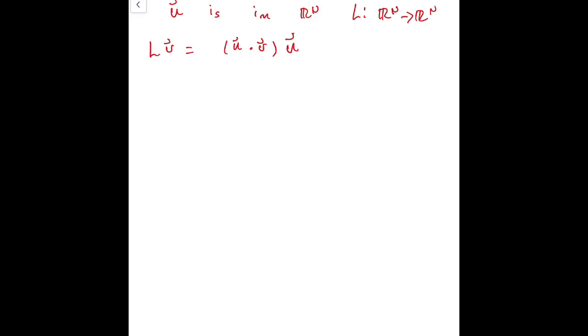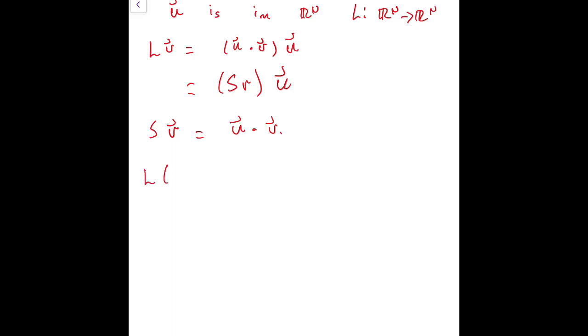Okay, so I want to prove that this is linear. So what we're going to do is use the previous example and write this as S of V times the vector U, where S is a linear transformation. S of V is equal to U dotted with V. Okay, we proved that in the previous example.